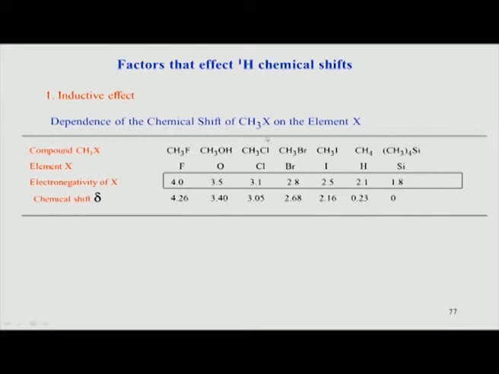So, this is what is shown here for different X atoms. This is a simple CH3X system, where X can be any other heteroatom. It can be an electronegative element such as fluorine, the most electronegative element in the periodic table. So, when you have a CH3F system, the F withdraws electron density from carbon, which in turn withdraws from hydrogen. Therefore, the hydrogen in CH3F comes at a very downfield shifted position, typically around 4.26 ppm.